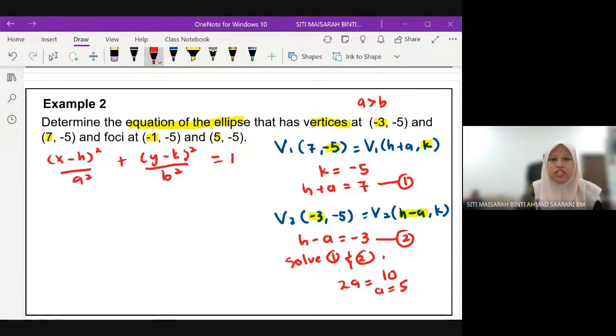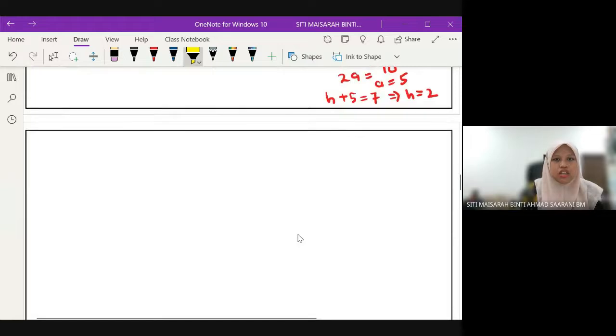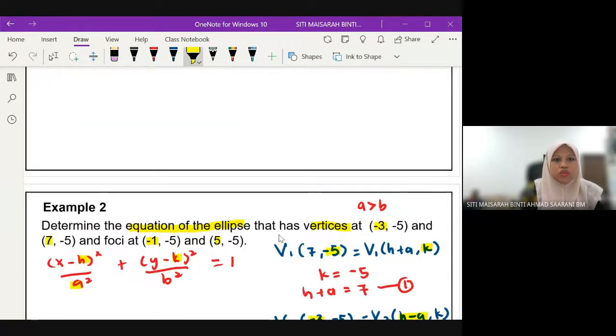Okay, so then H dia boleh ganti balik lah. So H plus 5 is equal to 7. So jadi H is equal to 2. So dah dapat, kita dah tahu center dia. Center dia adalah 2, negatif 5. So dekat equation ni kita dah dapat H, kita dah ada K, kita dah ada A. B belum dapat. So B ni maklumat lain kita ada focus lah. Okay, so jadi kita guna focus ni pula.